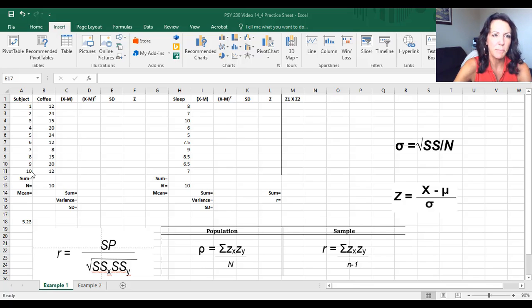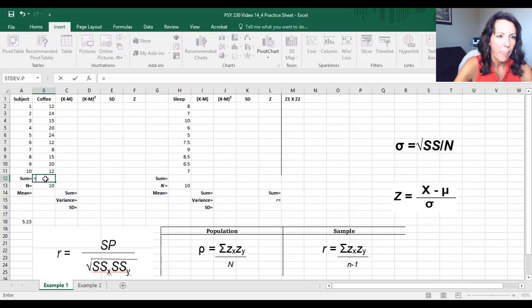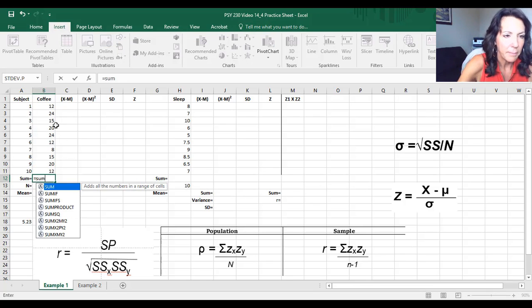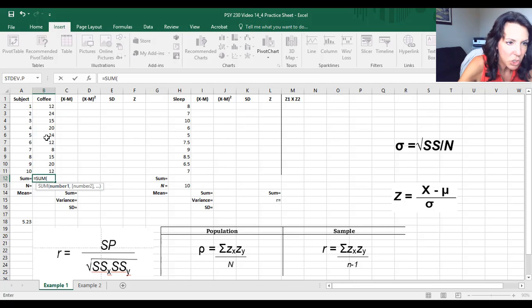First of all, we have 10 subjects. Each subject has a score of ounces of coffee drank per day, and they have hours of sleep at night. So we want to know if coffee and sleep have a predictable relationship. Do they correlate? The first thing I'm going to need to do is find the standard deviation. And the first step in finding the standard deviation is finding the mean. We need to know how much each score deviates from the mean. So I'm going to do an equal sign, and I'm going to sum up all of these scores first because I want to find the average.